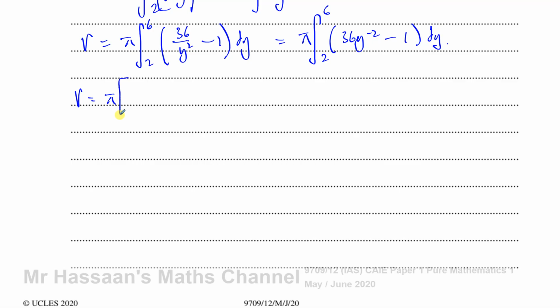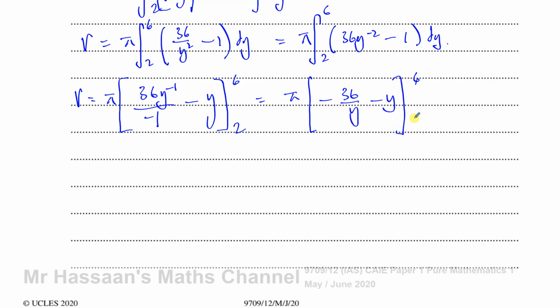Now the integral sign is replaced by a square bracket. 36y to the power of minus 2 is like add 1 to the power, so it becomes to the power of, whoops, 36, not 3. Don't make silly mistakes like that. So 36 times y to the power of negative 1, add 1 to the power, divided by the new power, minus, and you're going to have 1 becomes y, and then you have your limits between 6 and 2. That's going to be pi times, and just simplify this a bit, that's minus 36 over y minus y between 6 and 2.